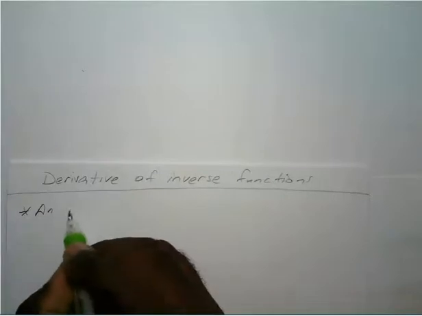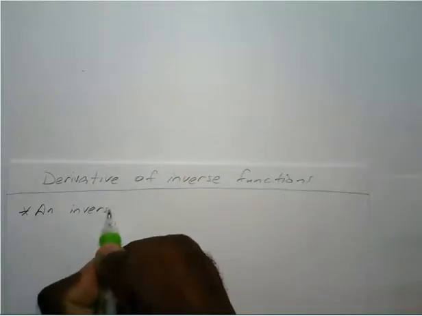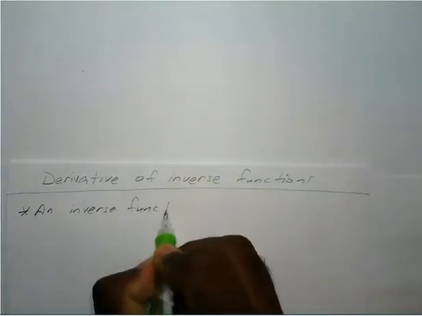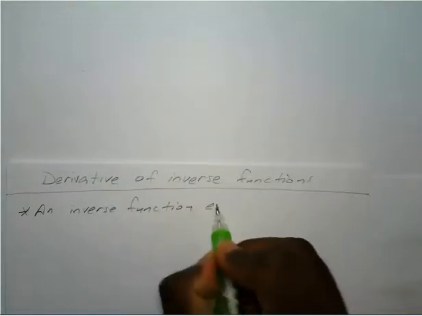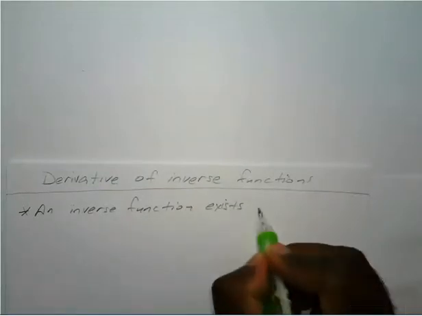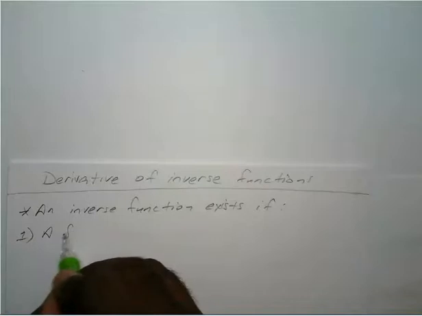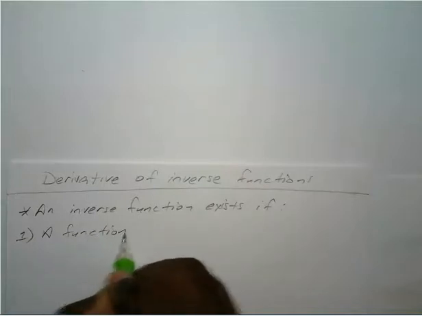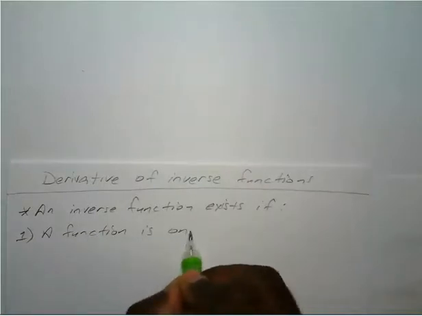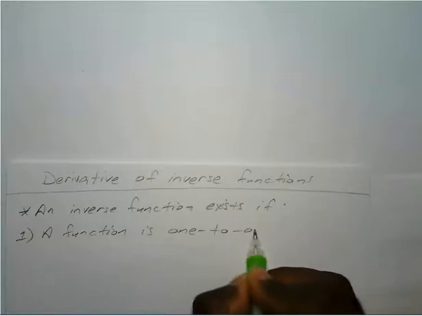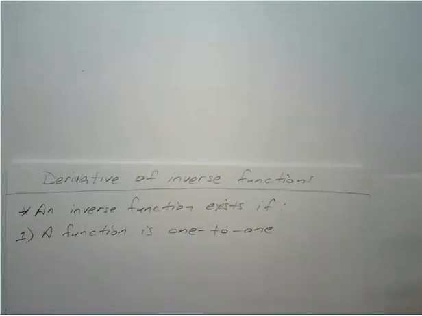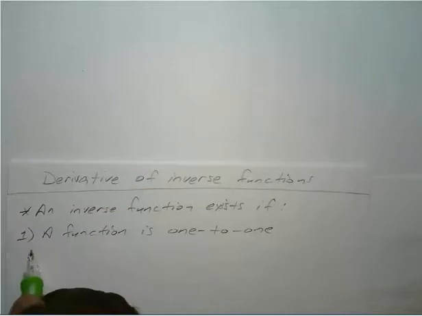Okay, so an inverse function exists if, one, a function is one to one. So what do we mean by a one to one function?